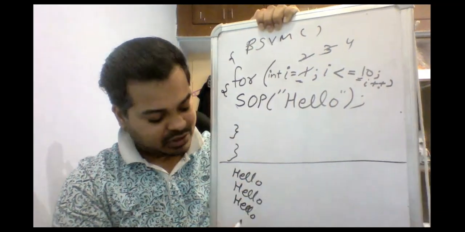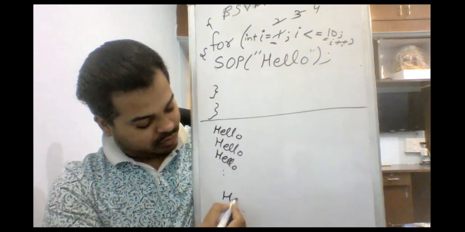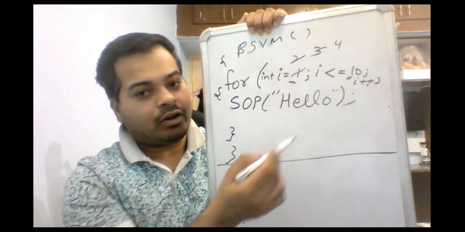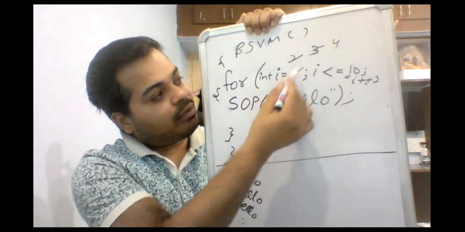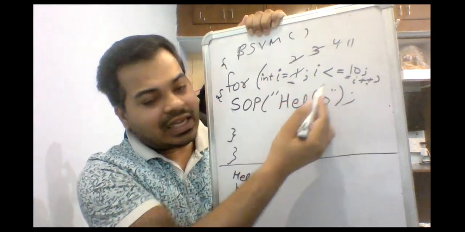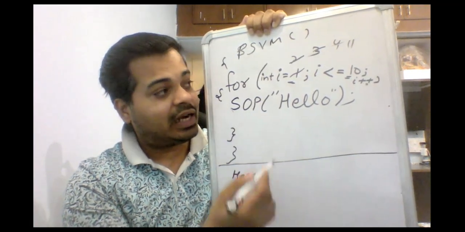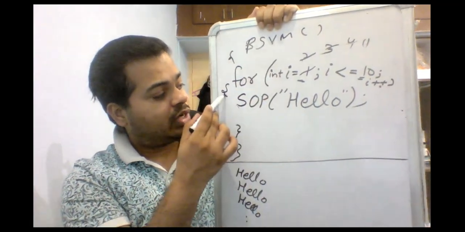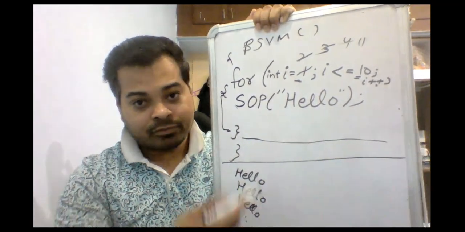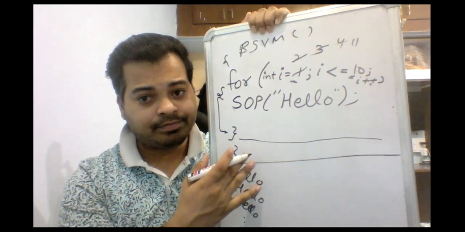Once the value of I becomes 10, it is going to print hello for the I when it was 10, then it will increment the value of I to 11. So now I becomes 11. Now when it checks the condition, 11 is not less than or equal to 10. In that case, it will come out of the loop. It is going to come out of these braces and come here. So this is how a for loop works. This is one way of understanding your for loop.